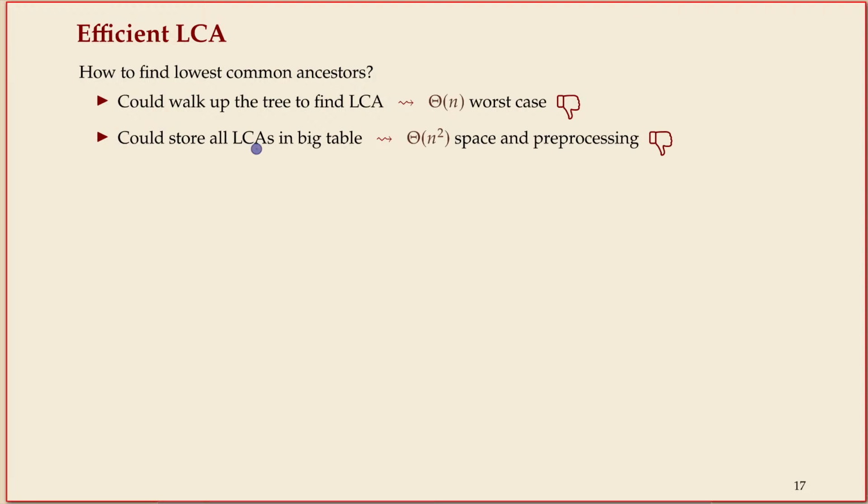Another option would be to pre-compute all those lowest common ancestors in one big table. But because you have n leaves, it would be an entry for every pair of leaves. So that's quadratic space. And even to just write that table to memory, you need quadratic time. So that's too slow on the pre-processing.